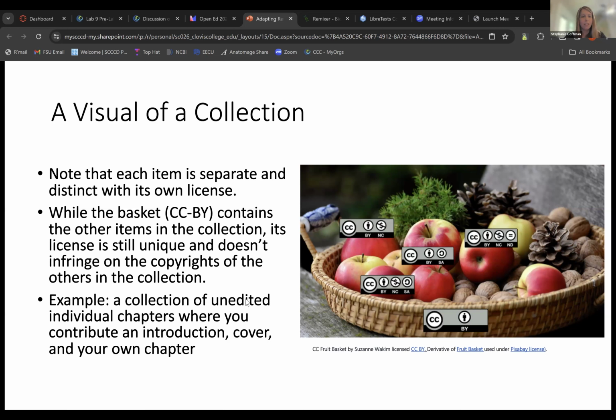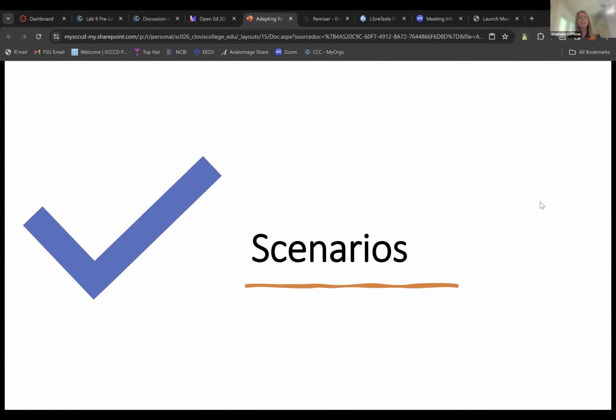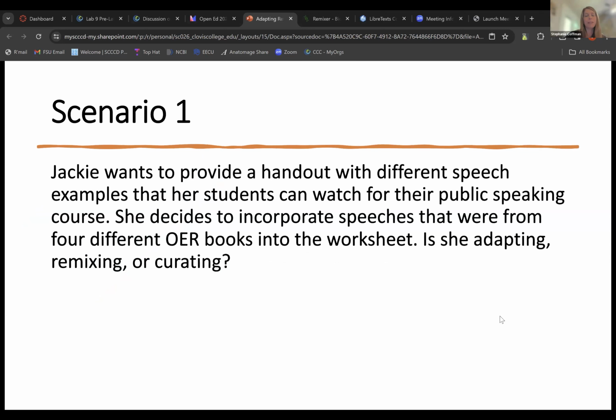Do you guys have any questions about the difference between these two ideas or anything really? All right, so let's go through a couple scenarios. You guys can unmute yourself or you can type it in the chat.